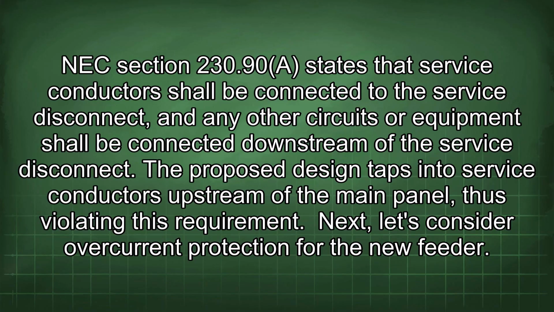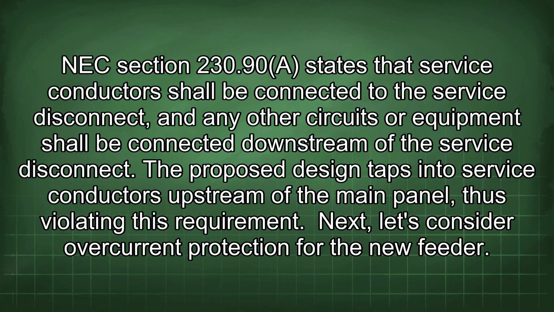NEC section 230.90 states that service conductors shall be connected to the service disconnect, and any other circuits or equipment shall be connected downstream of the service disconnect. The proposed design taps into service conductors upstream of the main panel, thus violating this requirement.